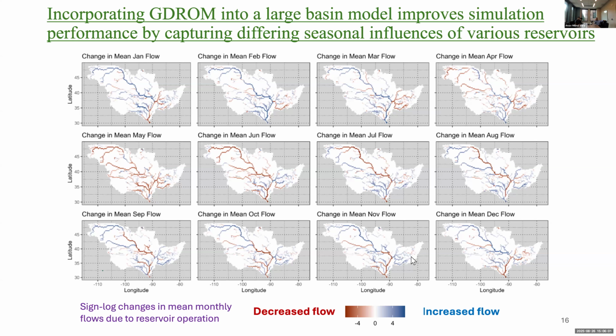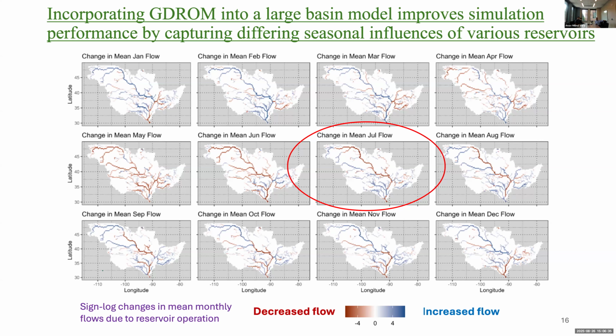The other thing is that we have some spatial heterogeneity. If you look at some places, they have increased flow, some places they have decreased flow. Why is that? Let's use July as an example. In July, this is a high flow month. On the main stem, we have decreased flow with reservoir. But why do we have increased flow on tributaries?